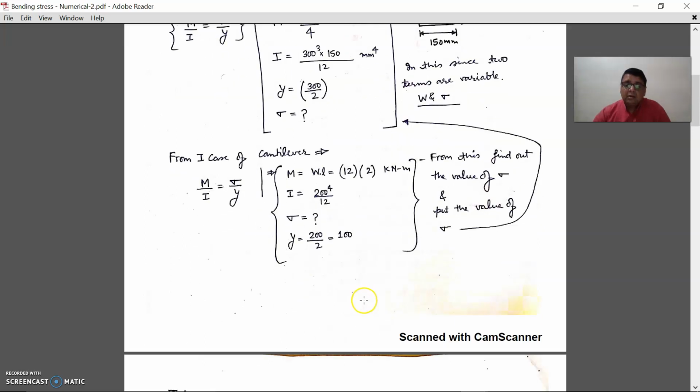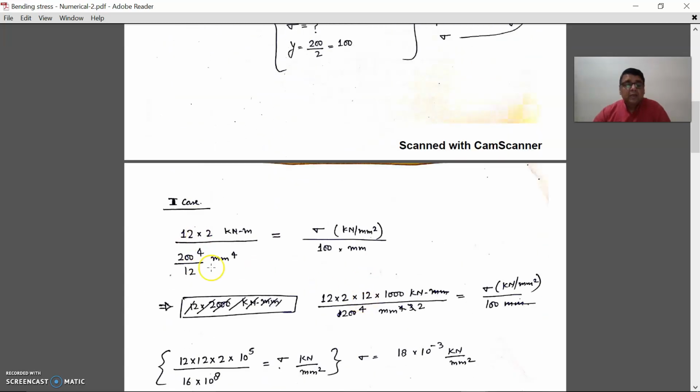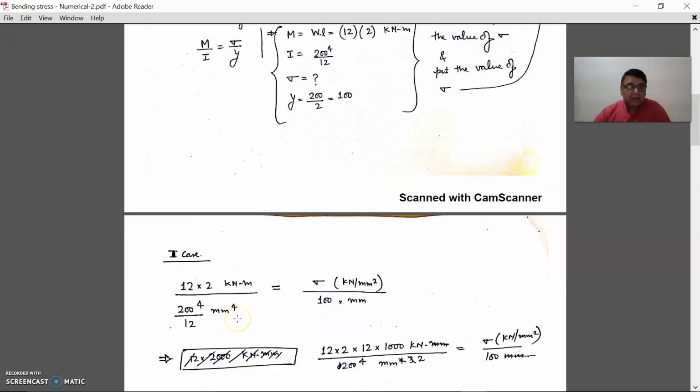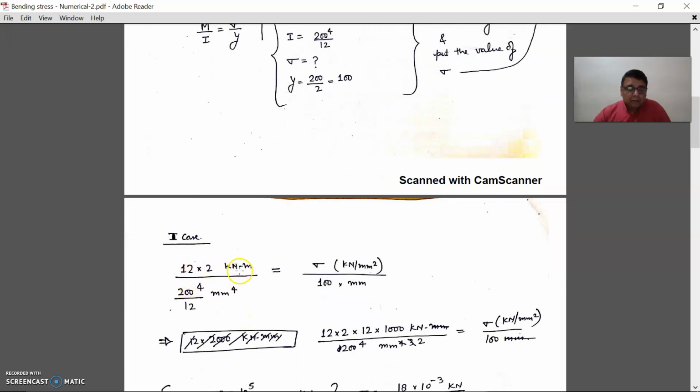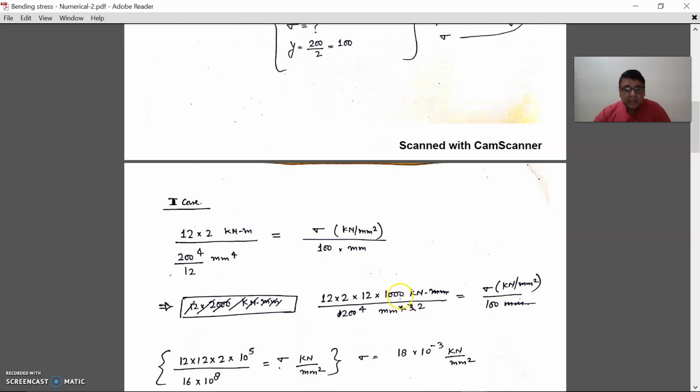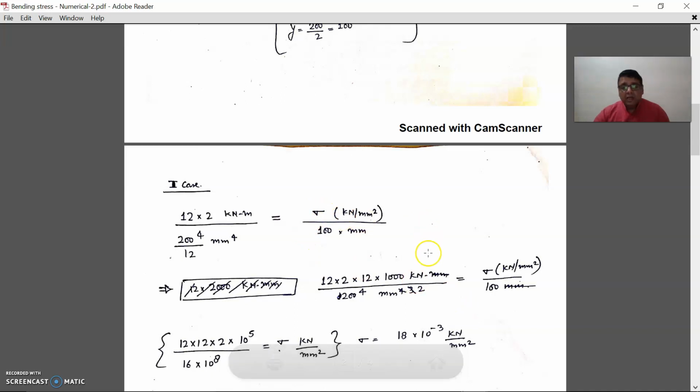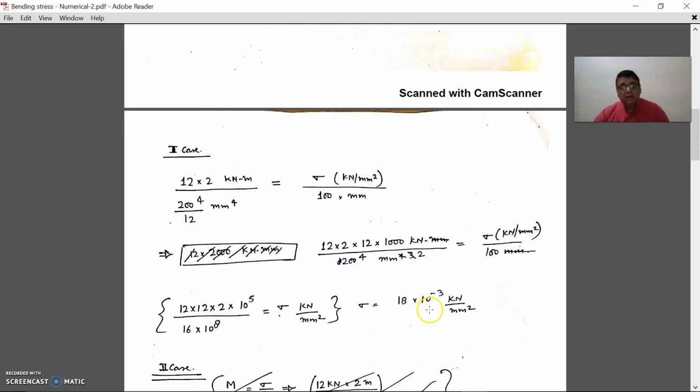So for that I try to solve this numerical and I transferred the values into it. If we carefully write down all the values, then we come to know that in this case this meter we have to change into millimeter, right? That is why in this case I had written here 1000 kilonewton millimeter, right? Because of that I get the value of sigma, and this sigma value is 18 into 10 raised to power minus 3 kilonewton per mm square.